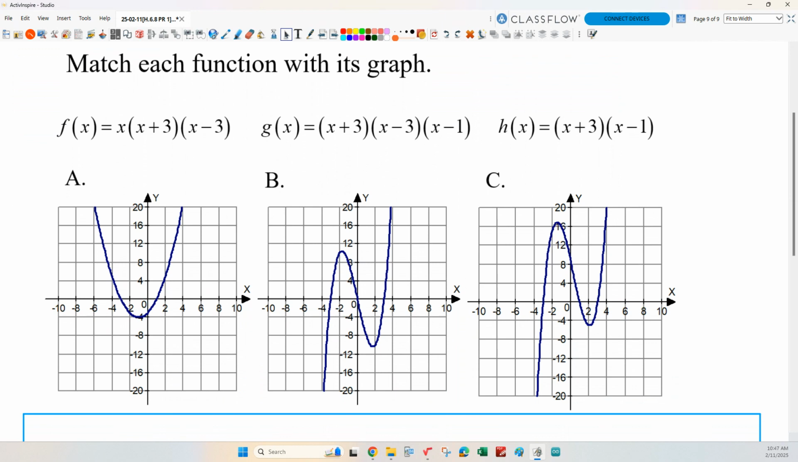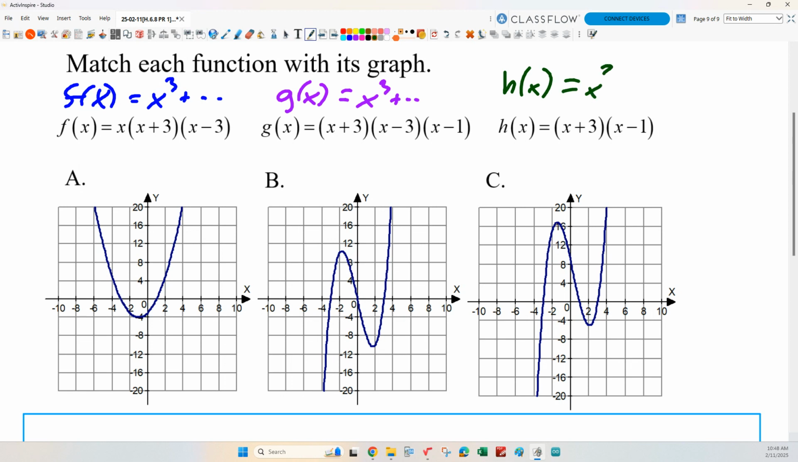So this first one, f of x, if I were to expand everything out, what's the first term? Yeah, good. I get x cubed plus a bunch of stuff. How about g of x? X cubed. Yeah, it's just going to be x cubed plus a bunch of stuff. And how about h of x? Plus a bunch of stuff. So right away then, A has got to be h, doesn't it? Everybody agree? This has got to be h of x.